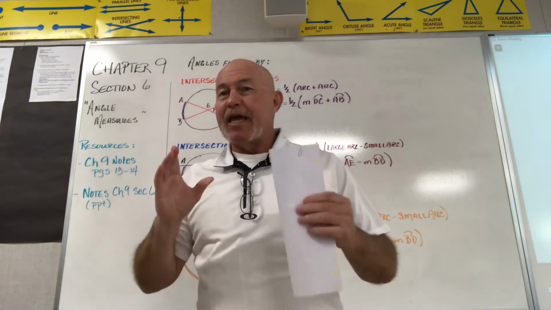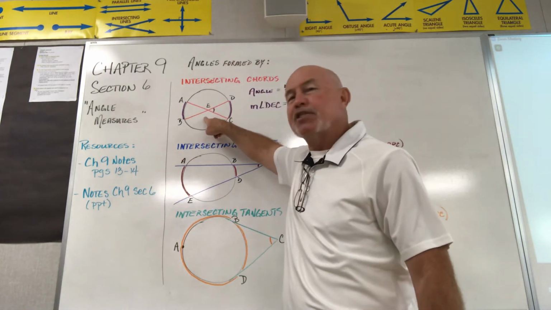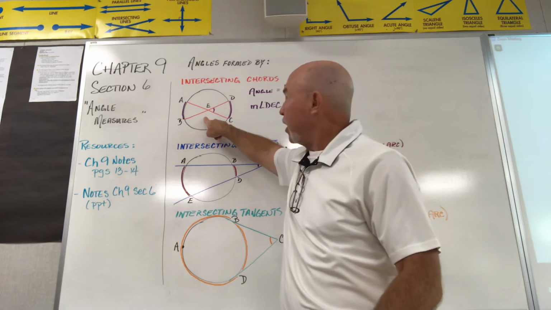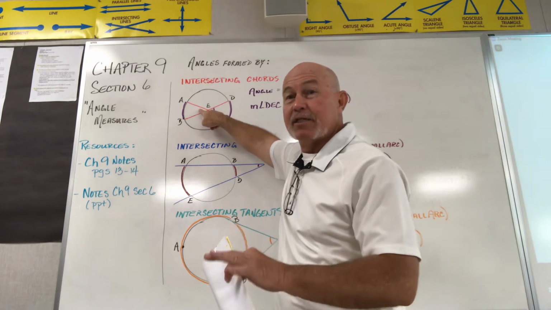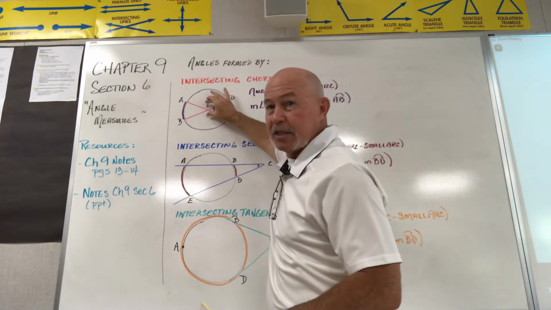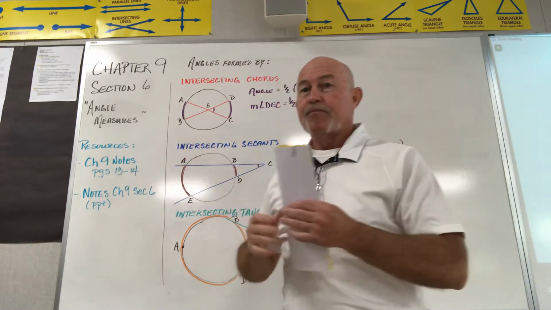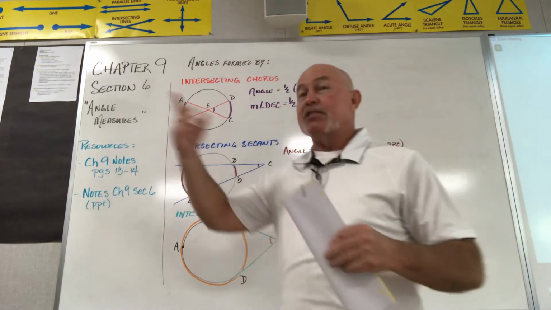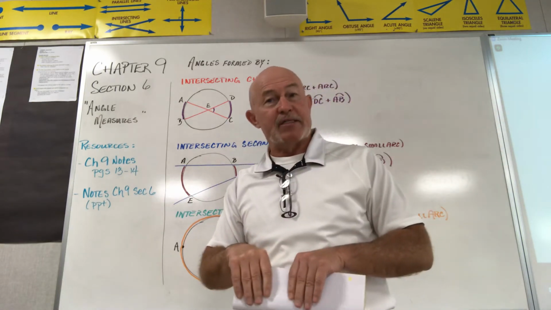The first, if the angle is formed inside the circle, it is formed by intersecting chords. We can deal with these angles. Remember, they're equal because they're vertical. Or these, same, they're vertical, therefore equal. And we can be asked about one and given information on the other. We'll get through that. I've got the examples for you.